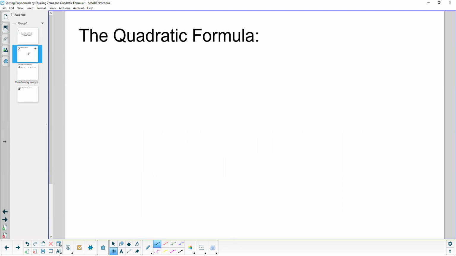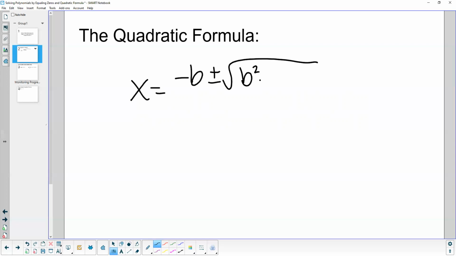Now, some people learn a little song. You might hear something like x is equal to negative b plus or minus the square root of b squared minus 4ac all over 2a, right? That's one example of it. So a lot of people will learn that way. Negative b plus or minus the square root of b squared minus 4ac divided by 2a.